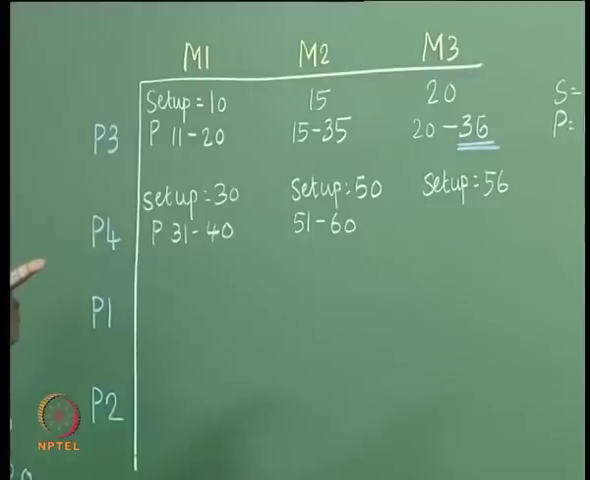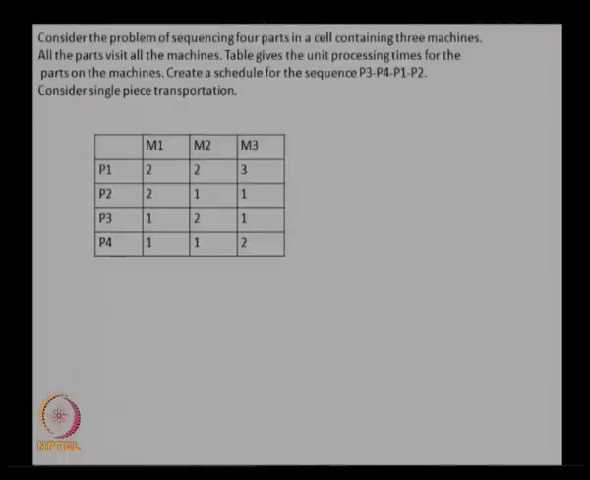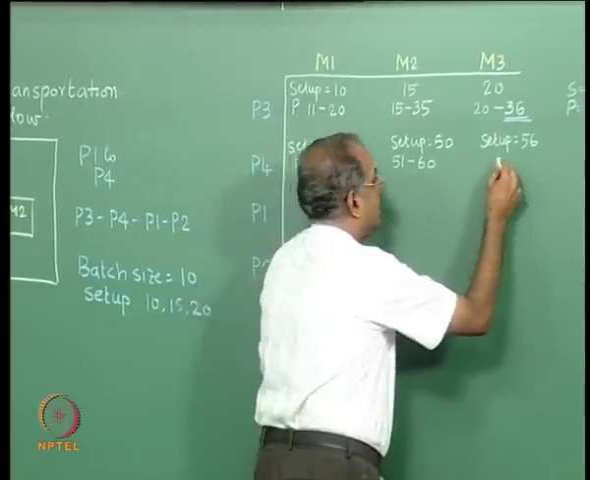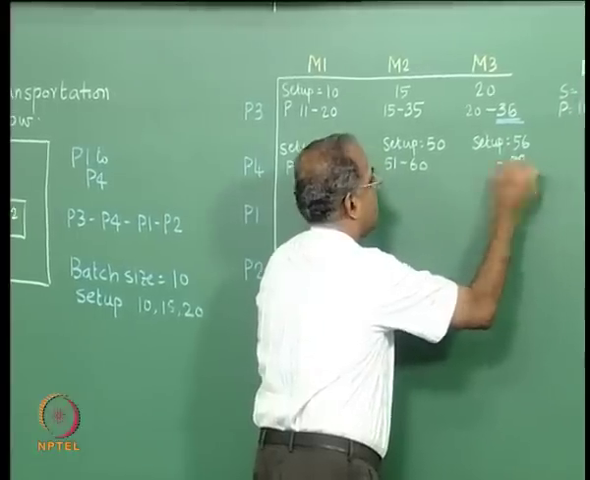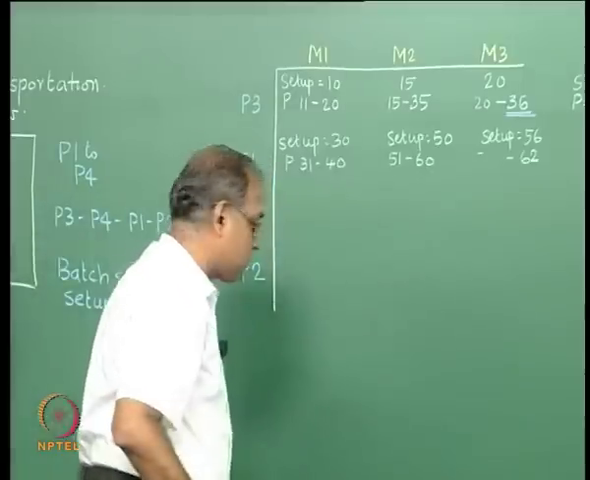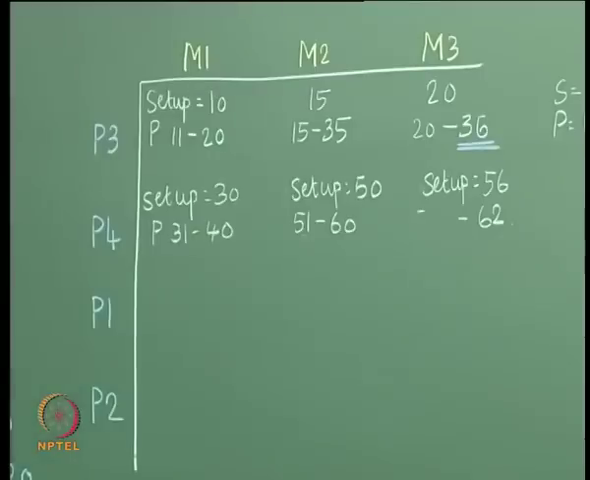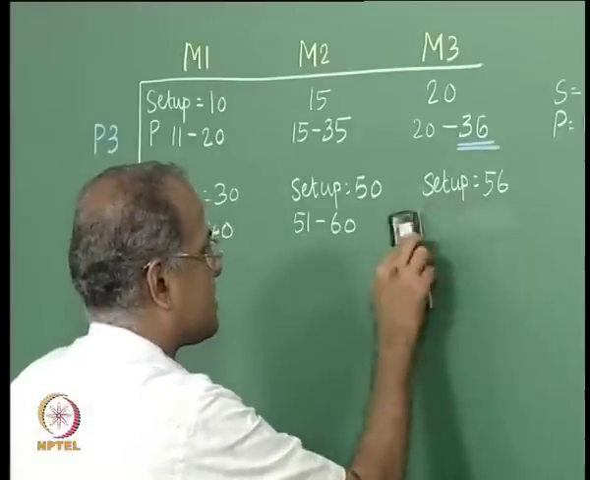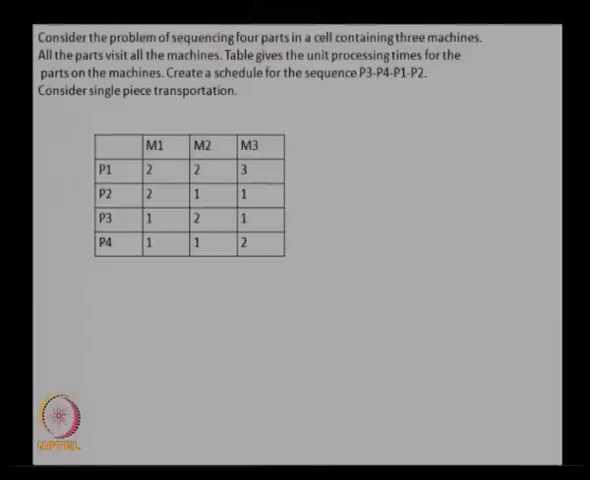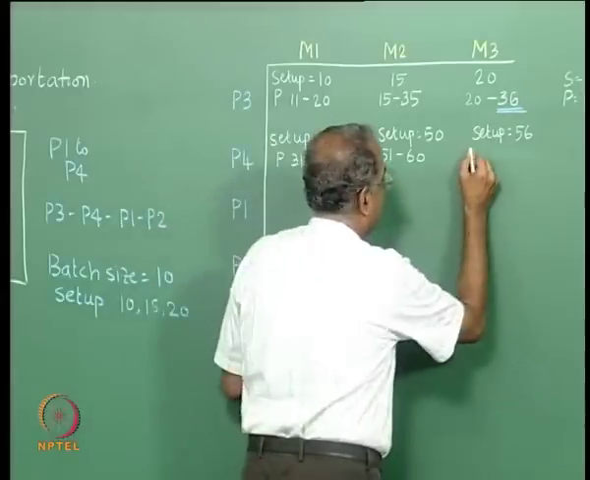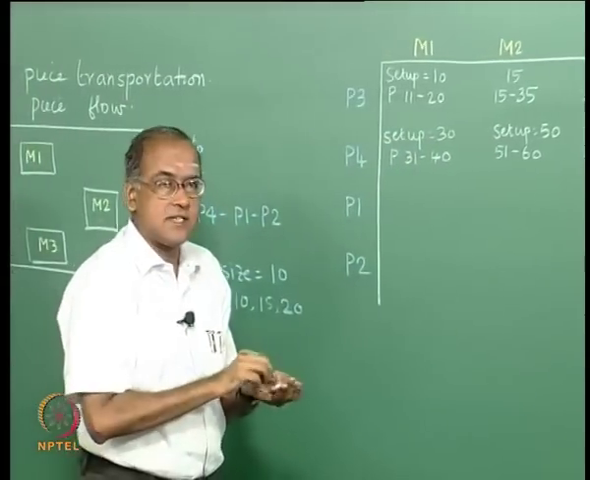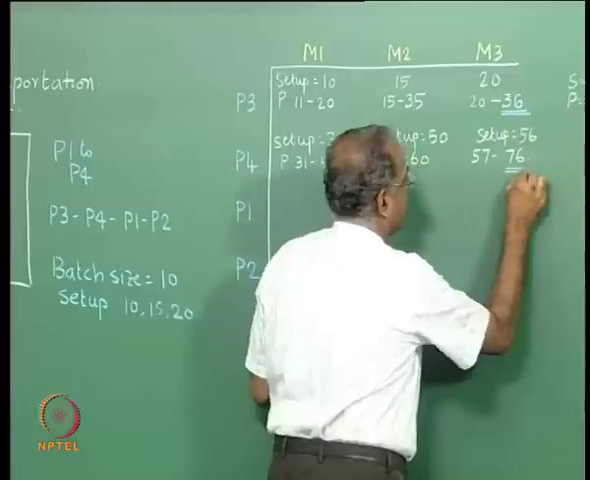The processing time is 2 units, so the last one is going to finish at 60 and it is going to come here at 60, so production will finish at 62 and the first piece can come out. Setup is over at 56, time taken is 2 time units per piece, so it will begin at 56 or 57 to 76. 76 is the time at which this will complete.